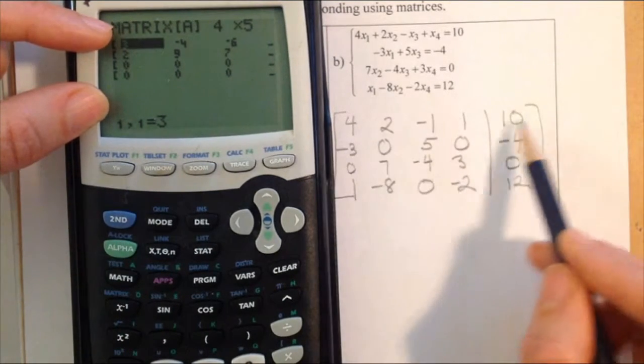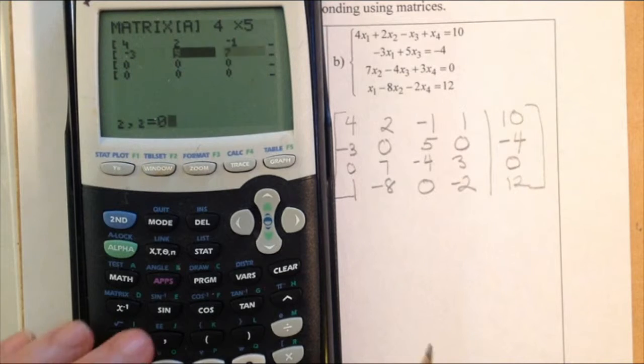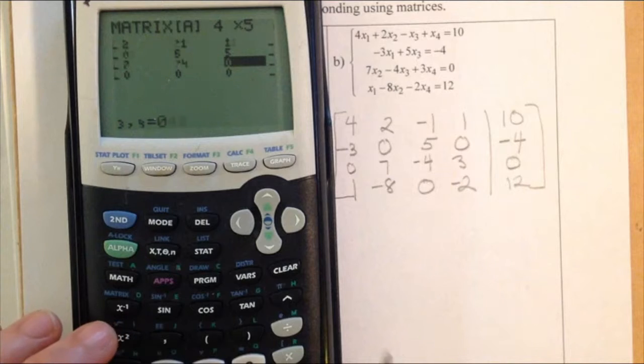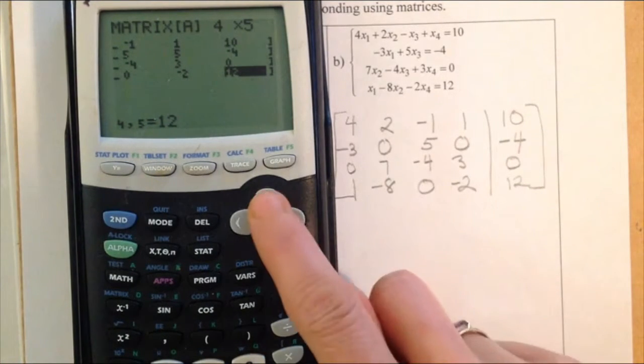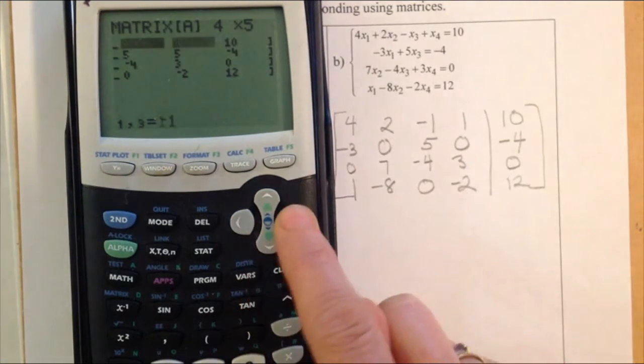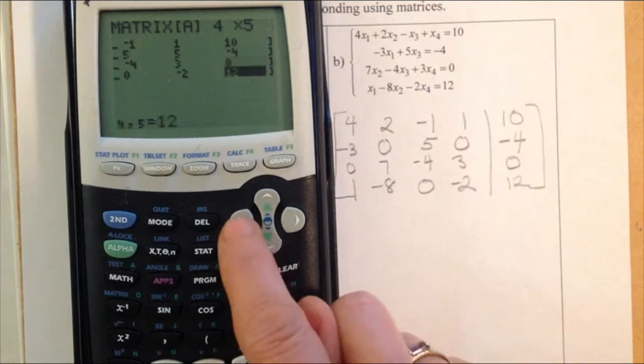And now it's just a matter of putting in all of the information. So 4, and then if you just hit enter in between, it will automatically go to the next place. Let's see, negative 3, 0. I do have to be careful not to make typos because that is easy to do. Okay, but just a quick look here to make sure that column looks right. 1, let's see, 10, negative 4, 0, 12.